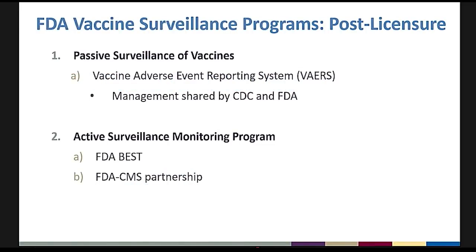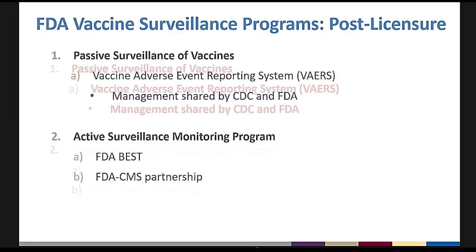So thank you for the invitation to speak. I'm going to talk about our vaccine safety surveillance and effectiveness programs that we have in place for post-licensure or post-authorization evaluation of vaccines. The systems really break down into two larger categories. One is passive surveillance of vaccines, where I'm just going to talk briefly about VAERS. And then our active surveillance monitoring program. I'm really going to focus a lot on that aspect in the presentation, and that includes our systems, where I'll talk about BEST as an example, and then our FDA CMS Partnership.